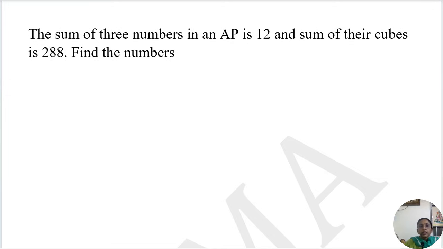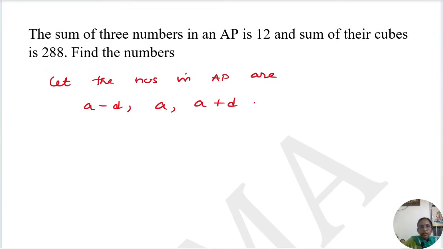Sum of three numbers in an AP is 12 and sum of their cubes is 288. Find the numbers. So let the numbers in the AP are A minus D, A and A plus D. So now according to our condition, the summation value. So add all the values which is equal to 12.